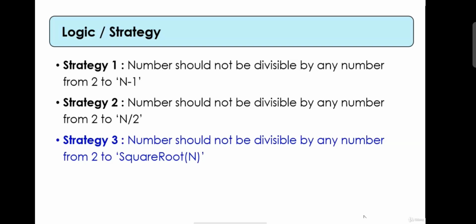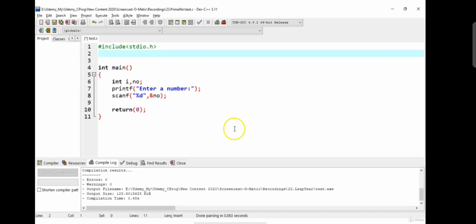And the idea is we'll start from 2, go up to the square root of n and try to divide the given number by each of these numbers, and it should not be divisible by any of these numbers. Let's go ahead and implement the C code.